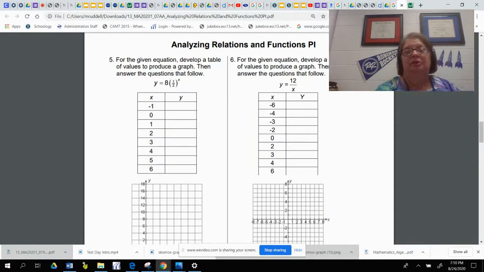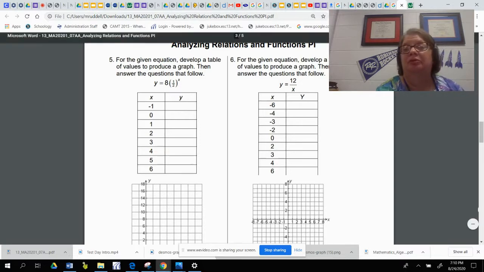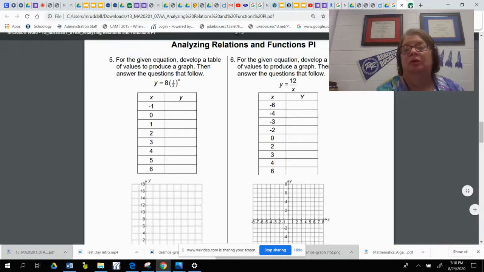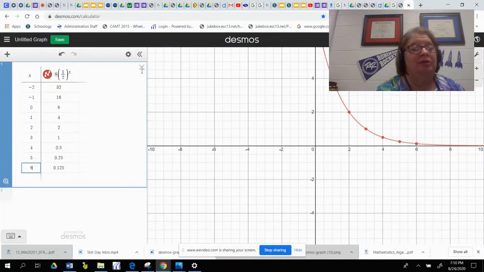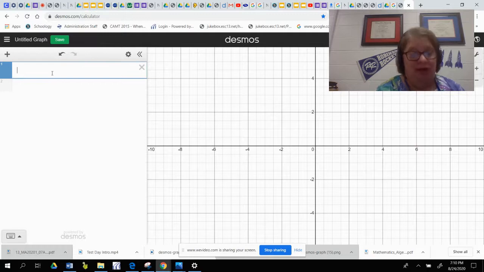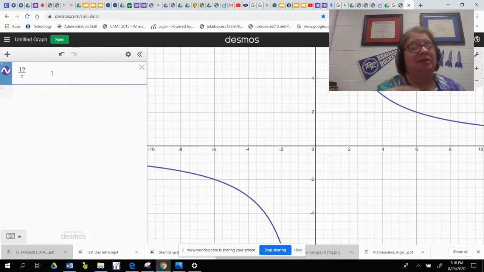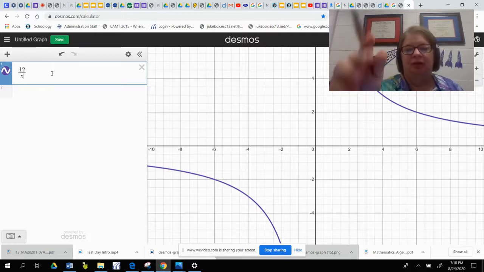Okay, for each equation, develop a table of values to produce a graph. I didn't read that correctly. For the given equation, develop a table of values to produce a graph. Answer the questions that follow. So let's go back to Desmos. You might notice when you see that 12 over x that there's a fraction and the variable is in the denominator. That tells you right off the bat that it's a reciprocal function or a rational function. When you graph it, you see the two branches or the two parts. We have a horizontal asymptote, a line that the graph approaches but doesn't touch. A vertical asymptote.